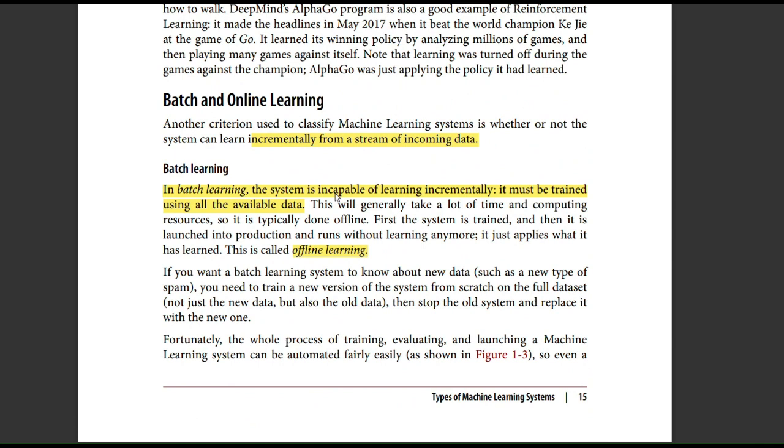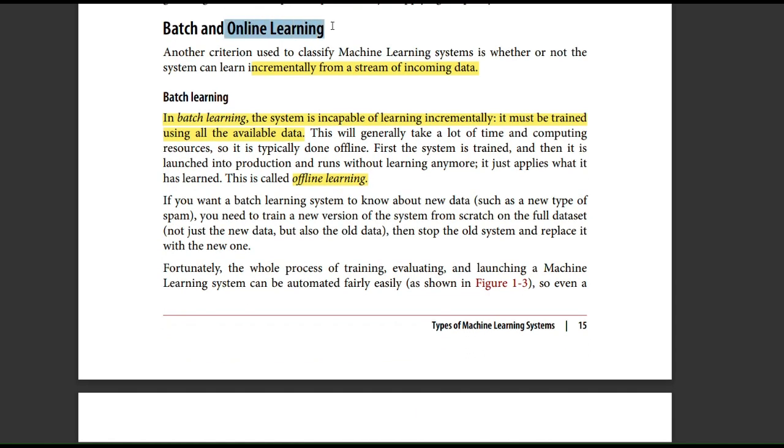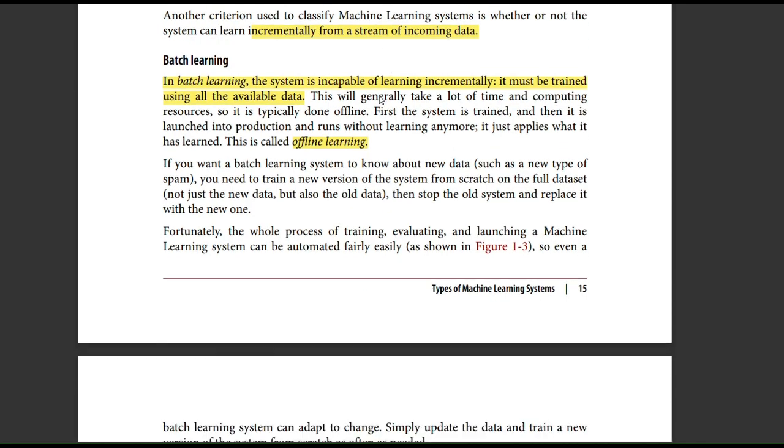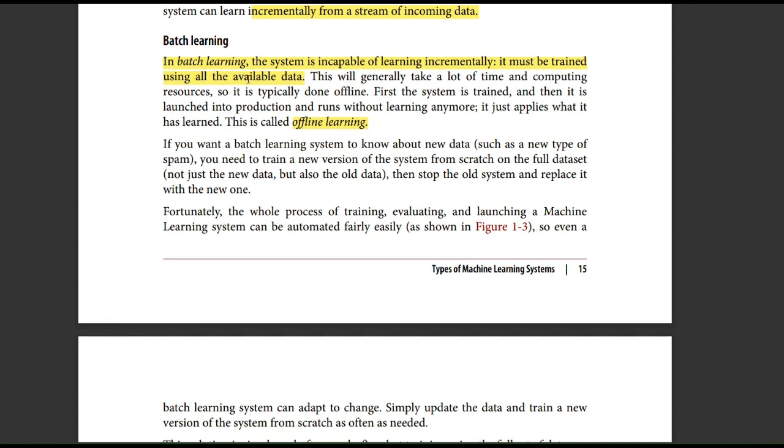Next is batch or online learning. These are again ways machine learning algorithms are classified, based on how the training data is provided or how it is learning. Batch learning is also known as offline learning, where the data set is just provided once, the machine trains on it, and it is up and working. Online learning is where you keep updating the data set, and the model keeps updating itself with respect to the updated data set. Another criterion to classify machine learning systems is whether or not they can learn incrementally from a stream of incoming data.